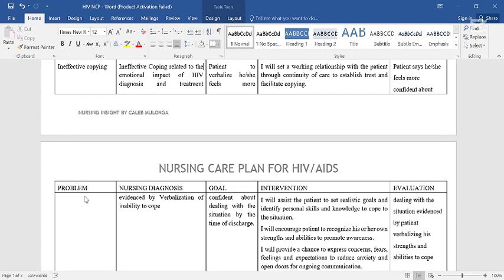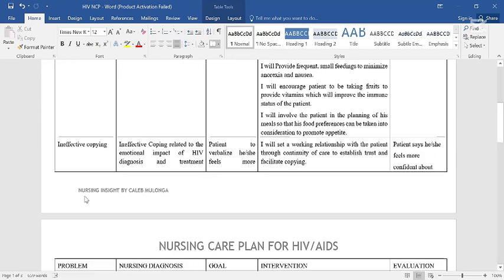The goal is patient to verbalize his or her feelings more confident about dealing with the situation by the time of discharge. So we want to ensure that the patient is able to say that they are now able to deal with the situation at hand before the discharge. So of course, here you can have any other goal, for example, to ensure that the patient can effectively cope with the condition throughout hospitalization or by the time of discharge. Okay.